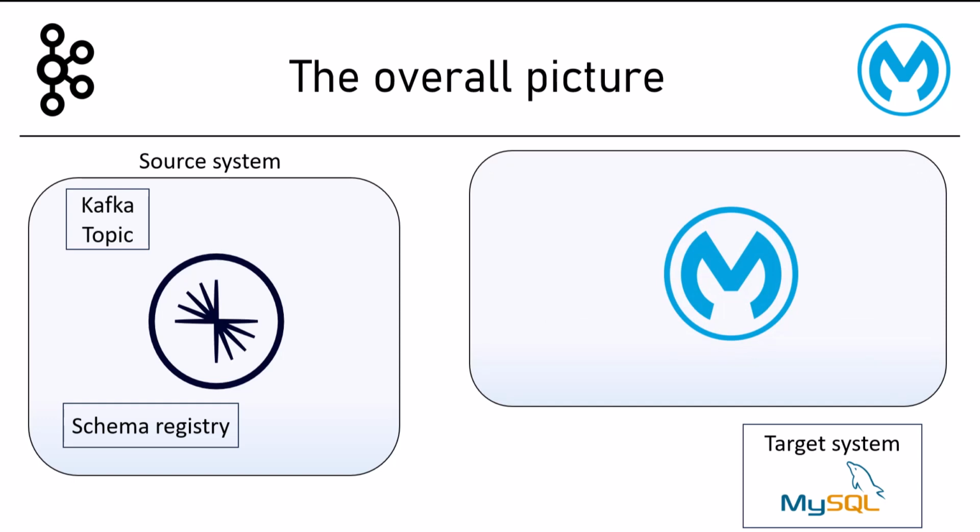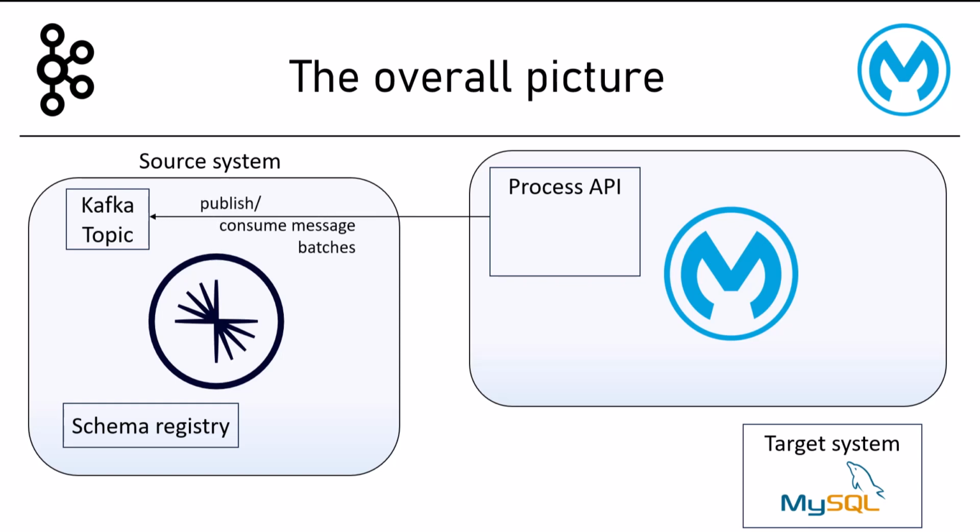Let's have a look at the subcomponents that make up the MuleSoft component. The first one is a process API, which serves, as you will see, for numerous purposes. The first purpose consists in the interaction with the Kafka topic, firstly the publication of the messages and secondly the consumption. As you can see, the message data will be consumed in batches. This is one fundamental aspect when it is about consuming message data in a performant way, as you will see later.